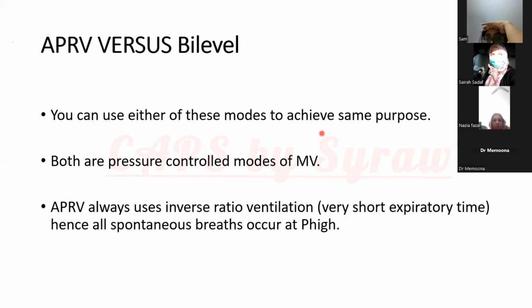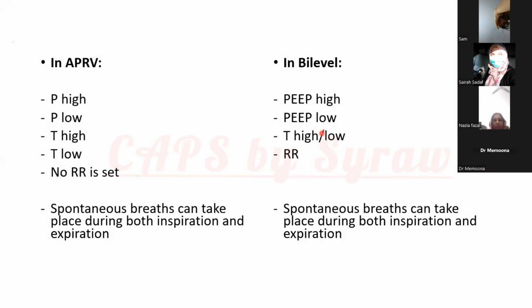So how do the bi-level and the APRV differ? Although you could see that both have the same settings of two pressures, there is a high time, there's a low time. So how do they differ? Well, both are pressure control modes of mechanical ventilation, and you could use inverse ratio ventilation, and the patient can have spontaneous breaths at the higher and lower pressure. Okay, but the basic settings are slightly different.